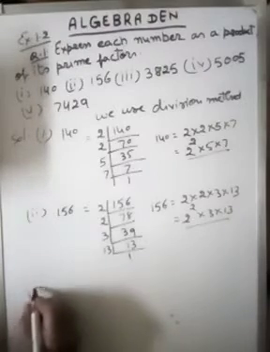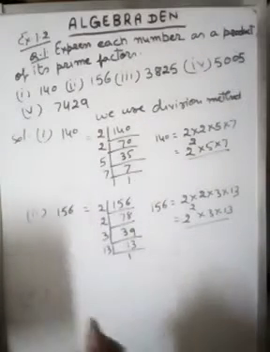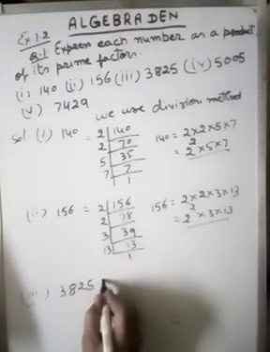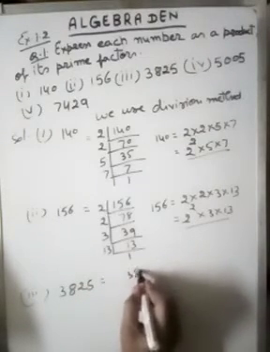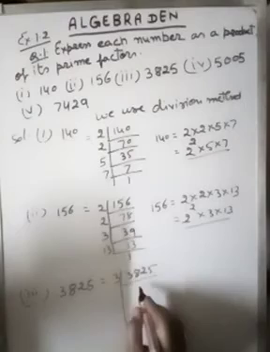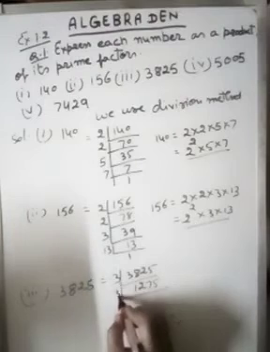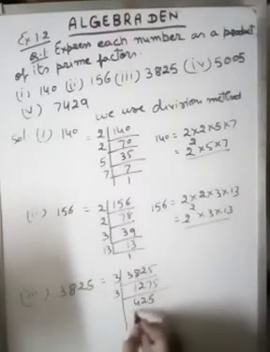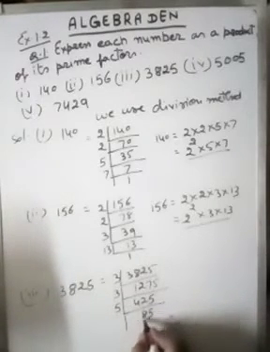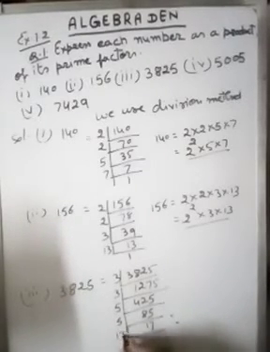Third part is the number 3825. Solving it, 3825 dividing first by 3, it comes 1275. Then again by 3, it is 425. Then we divide it by 5, it is 85. Again by 5, it is 17. And lastly 17, it is 1.